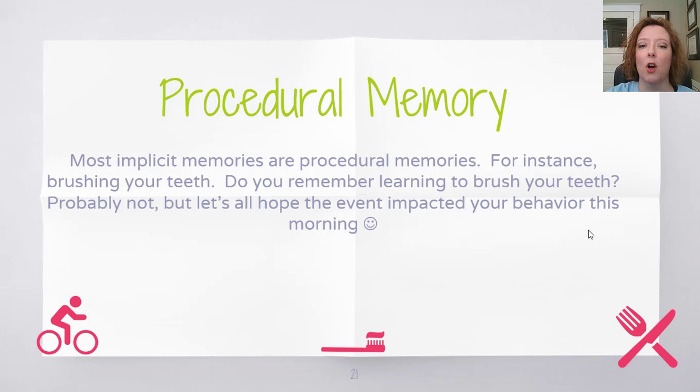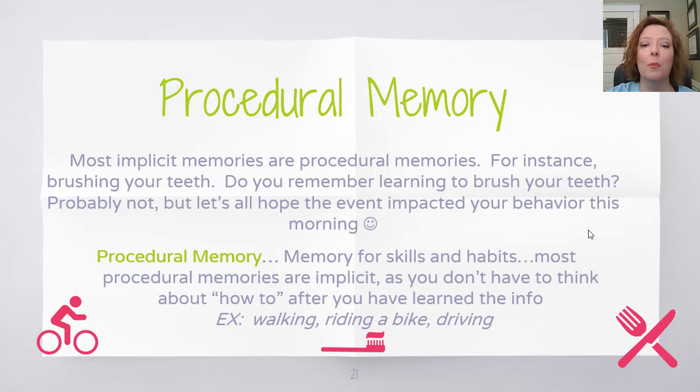Most implicit memories are procedural memories. For example, brushing your teeth. You probably don't remember actually learning how to brush your teeth, but let's hope that that event of learning how to brush your teeth impacted your behavior this morning. Procedural memory is usually memory for skills and habits. Most procedural memories are implicit, as you don't have to think about them. So like after you learn how to walk, you don't really have to remember the steps. You don't have to remember the how-to because you've already learned that information and it's been transferred into your implicit memory. So walking, riding a bike, driving, that type of thing.